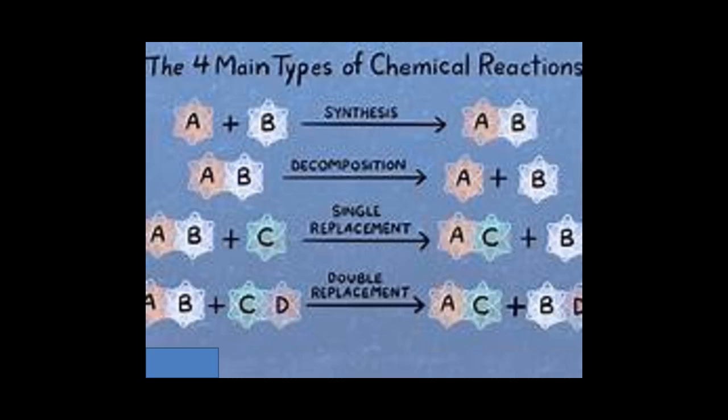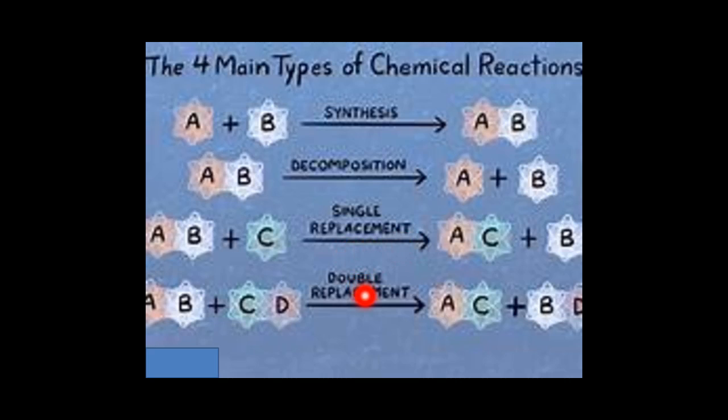So therefore, there are four main types of chemical reaction: synthesis, decomposition, single replacement, double replacement. In synthesis, two or more elements or compounds combine to form a new substance, a new compound. In decomposition, a compound splits into two simpler chemical species. In single replacement, one element displaces another element from its compound. So this is known as a single replacement or single displacement reaction.